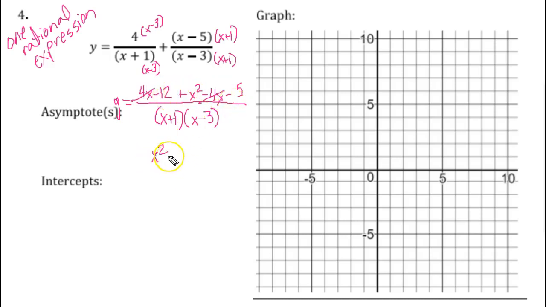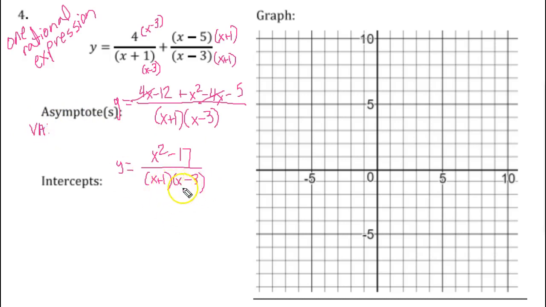Negative 12 and negative 5 is negative 17. So now we have a rational expression that we can actually work with for this function to find our x-intercepts, our y-intercepts, and all of the fun things that go along with those. So let's start with our asymptotes. Let's figure out our vertical asymptotes.